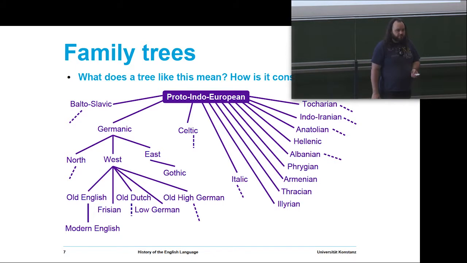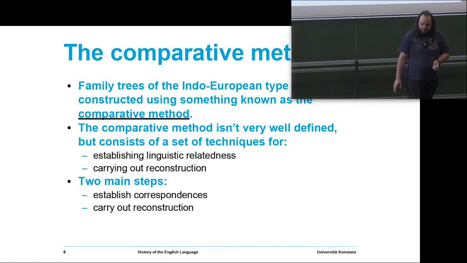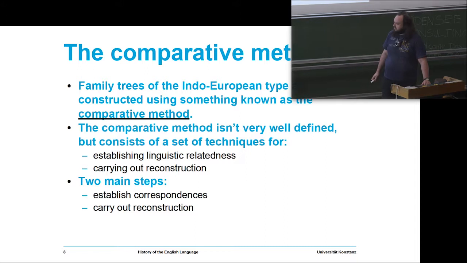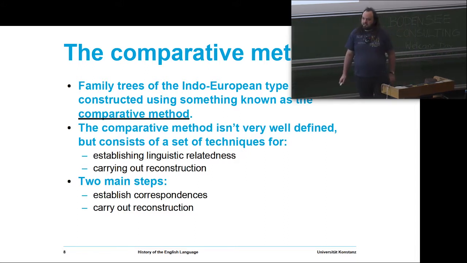Okay, so now the question is, what does a tree like this actually mean? How is it constructed? I told you to be skeptical. You shouldn't just believe something like this at face value. When you get given a tree like this, you need to question it. You need to question the assumptions that are used in building it. The toolkit that people use for building trees like this is called the comparative method. Now, the comparative method in historical linguistics is not really a very well-defined entity, but it is something that works robustly. So historical linguists usually go by the maxim, if it ain't broke, don't fix it.